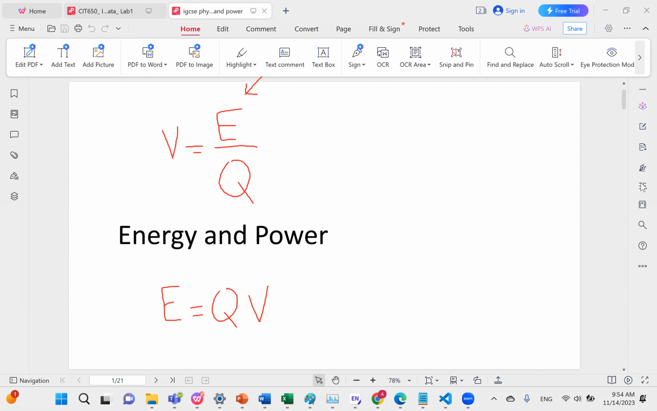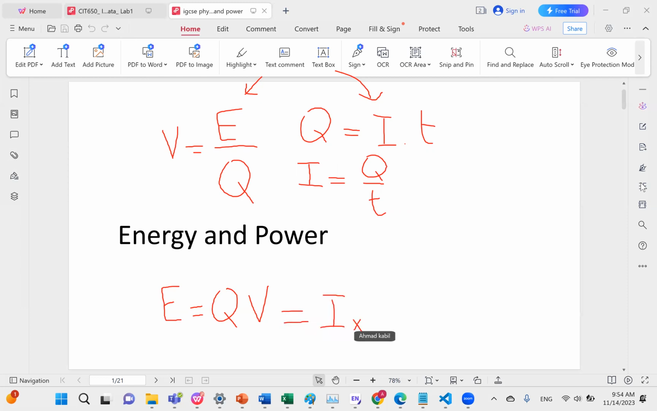voltage. Now, in order to rewrite this equation in different variables, I can utilize another equation that we previously took, which is Q equals I multiplied by T, or you might be more familiar with it as I equals Q over T. Current is equal to the amount of charge passing in 1 second, but we will utilize the form given in the top, and we will replace Q with I multiplied by T. So now we have I multiplied by T multiplied by V.